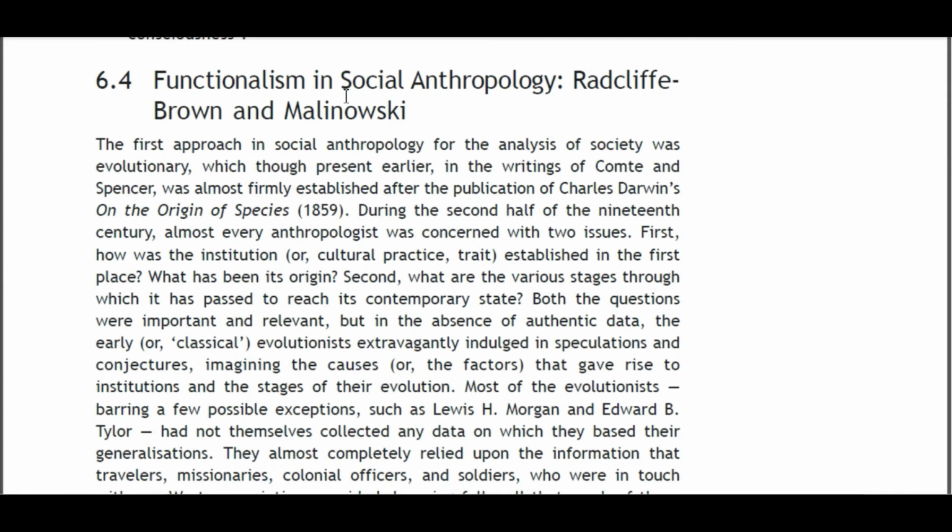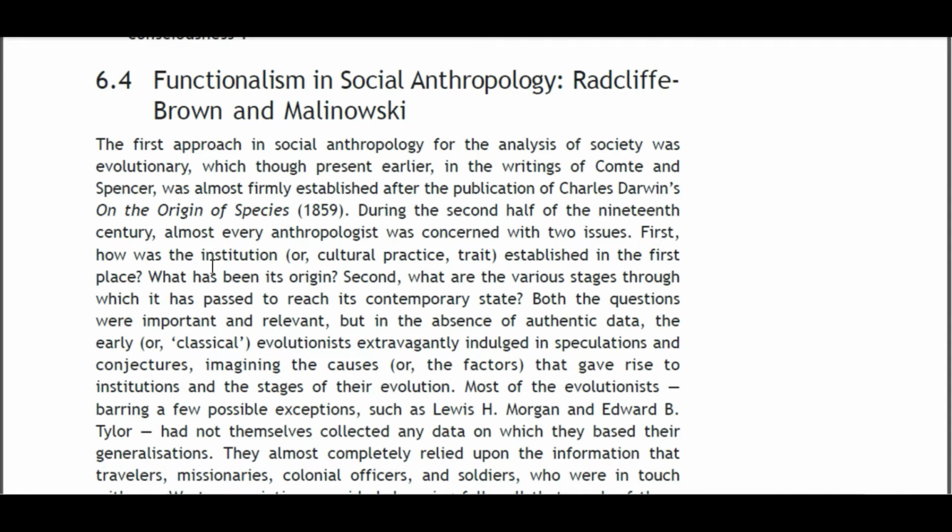6.4, Functionalism in Social Anthropology and Radcliffe-Brown and Malinowski. The first approach of social anthropology for the analysis of society was evolutionary, which, though present earlier in the writings of Comte and Spencer, was almost firmly established after the publication of Charles Darwin's On the Origin of Species in 1859. During the second half of the 19th century, almost every anthropologist was concerned with two issues.